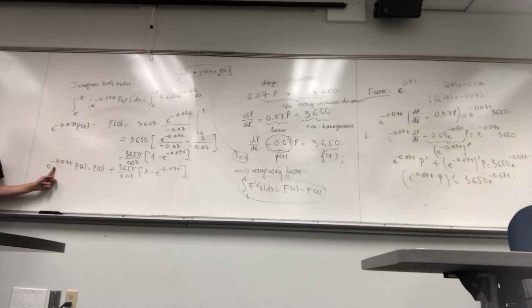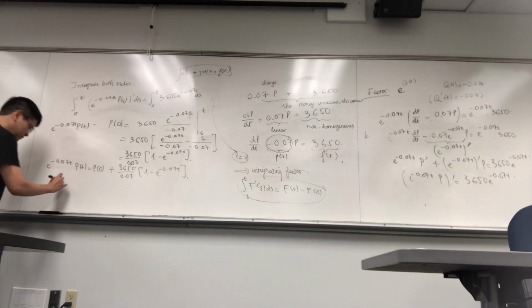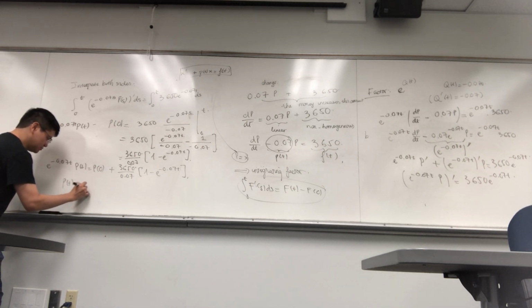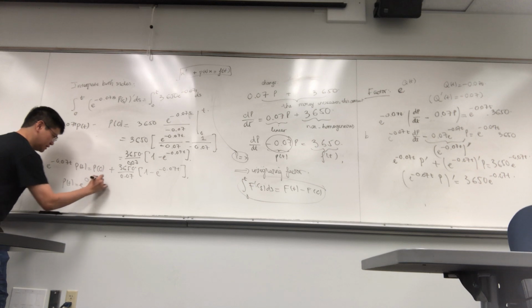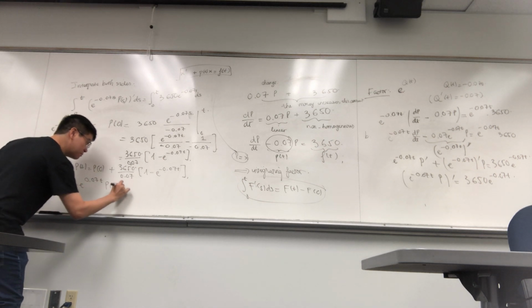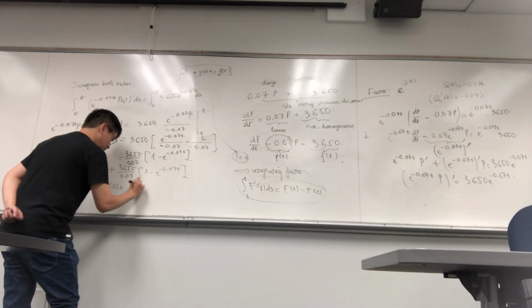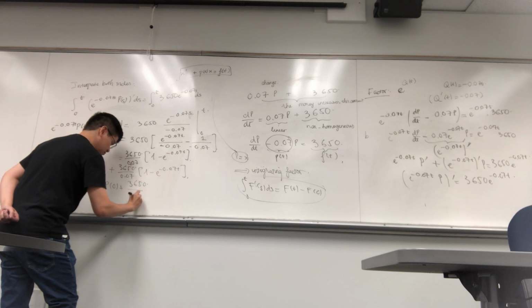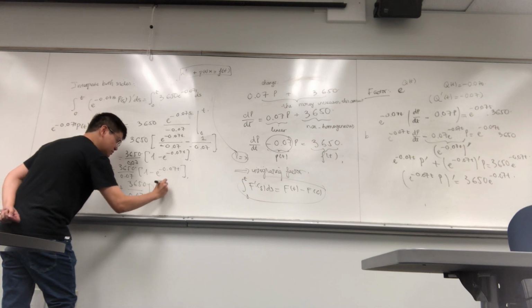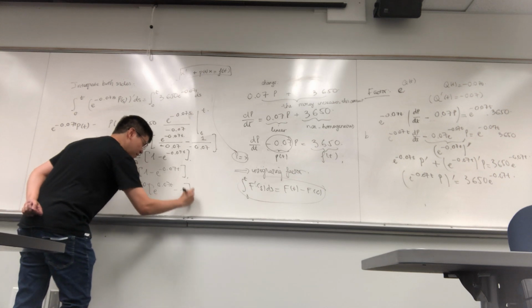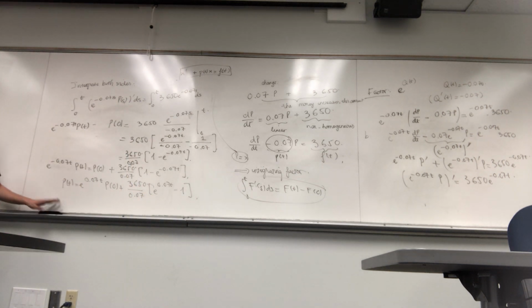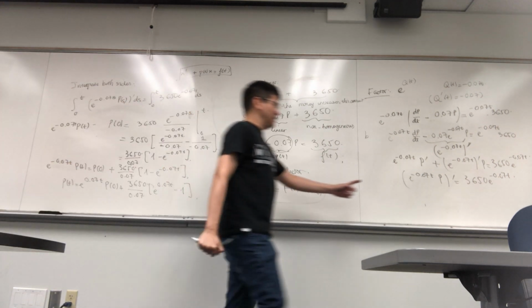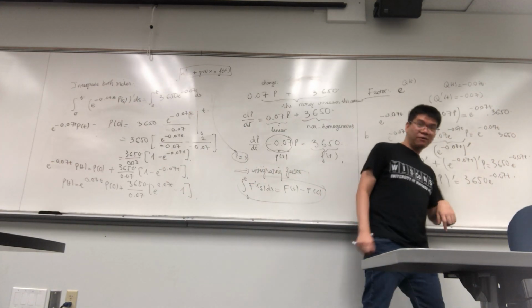Now I multiply both sides with this guy. So p(t) will be e^(0.07t) p0 plus 3650 over 0.07 times e^(0.07t) minus 1. All right, so this is basically the formula. Right, so I did it correctly. So then let me explain this computation again. This is the equation that we have, all right?